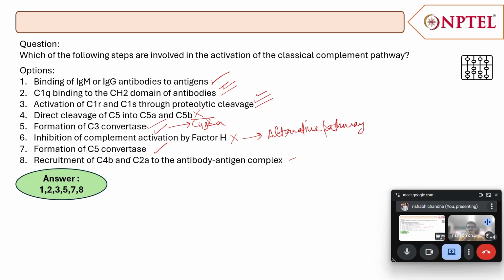Okay, then the formation of C5 convertase, then recruitment of C4b and C2a to the antigen-antibody complex. Yes, this is also correct, although the C4 and C2 are recruited by the activation of C1s. Okay, then they are cleaved. So it can be correct. Okay, so the correct answer would be 1, 2, 3, then 5, 7, and 8. Okay. Any doubts in this particular question?